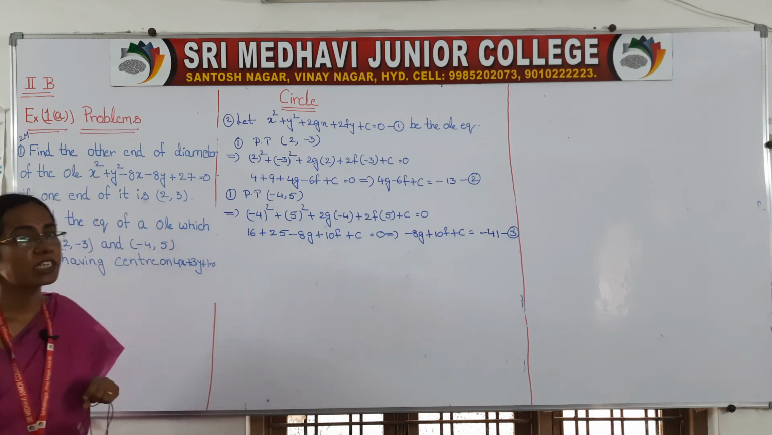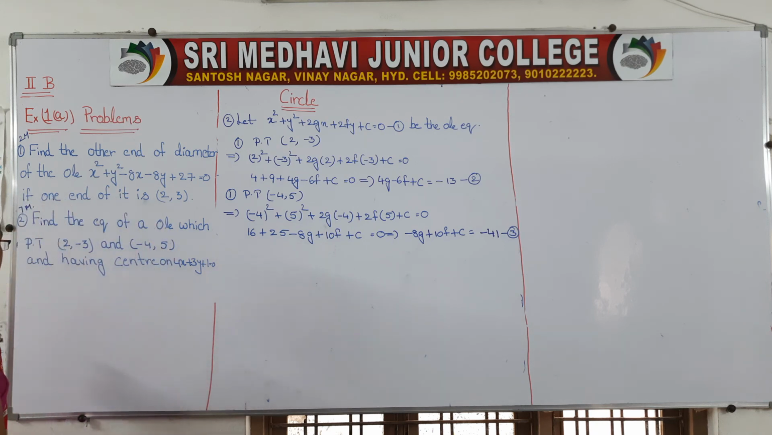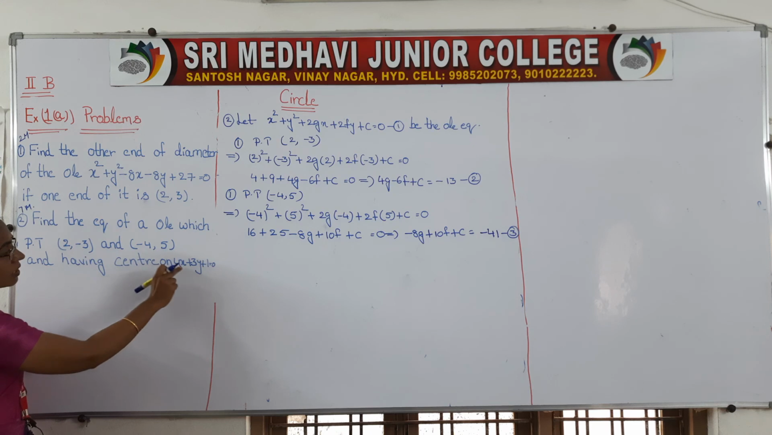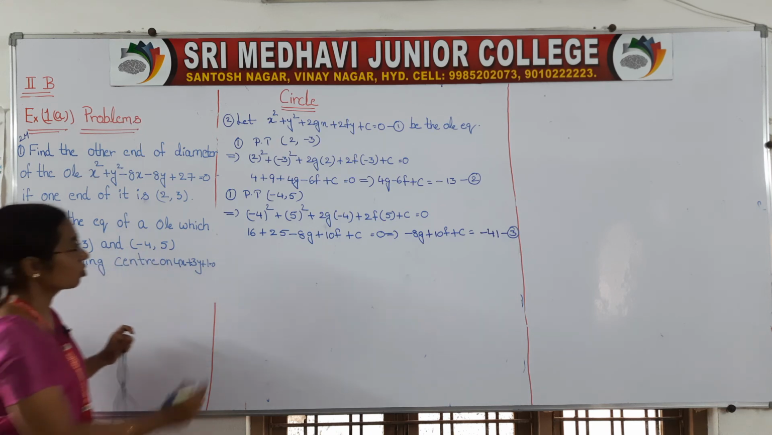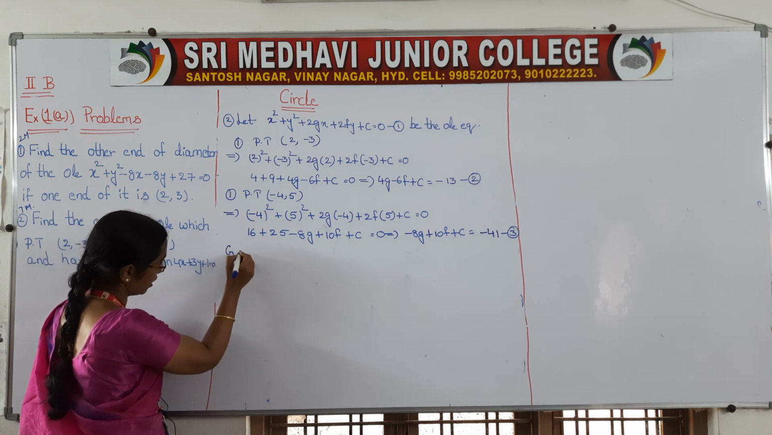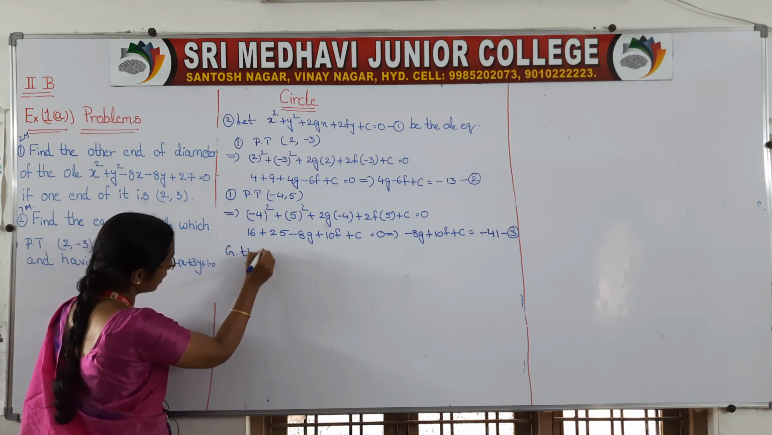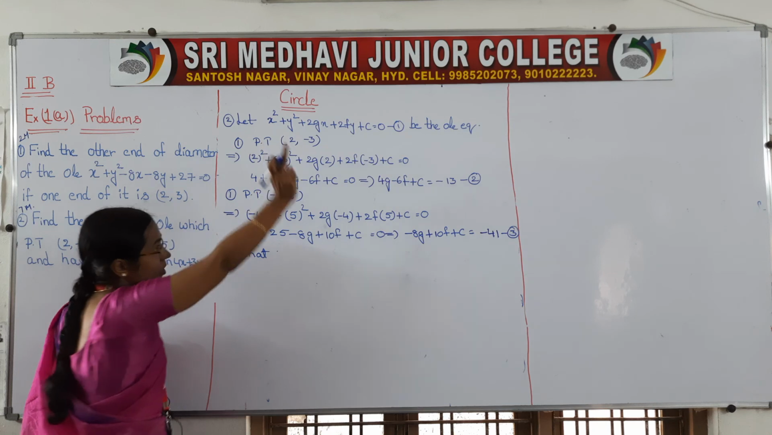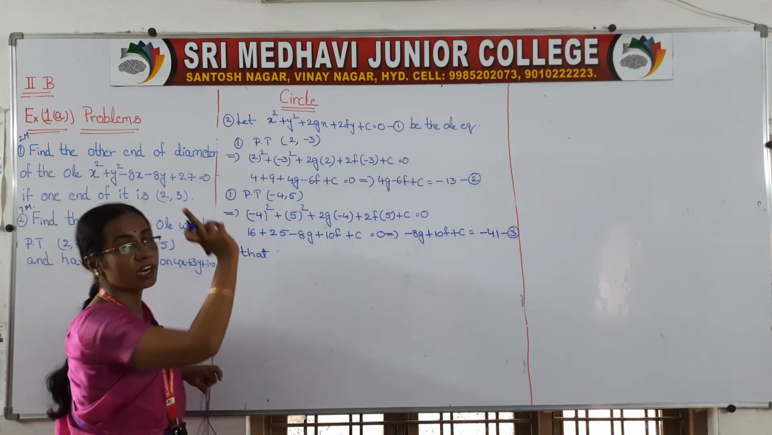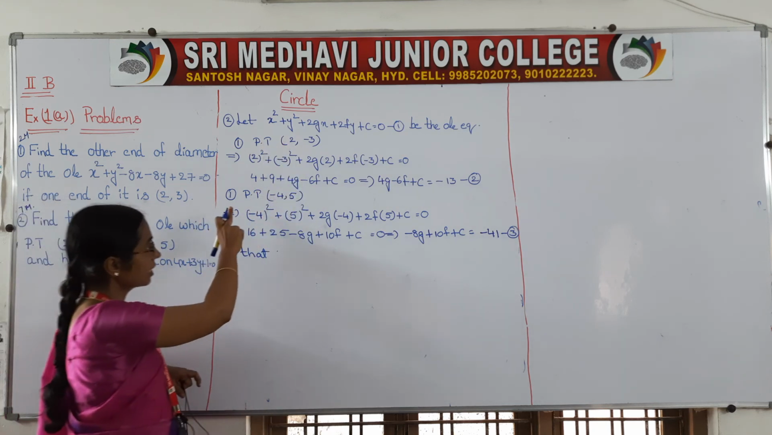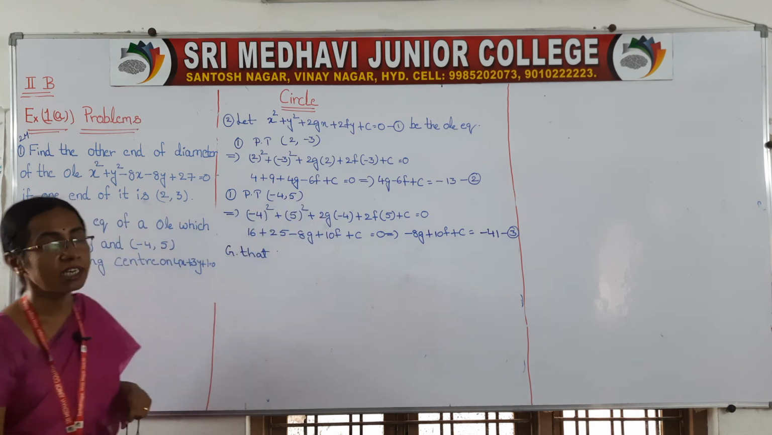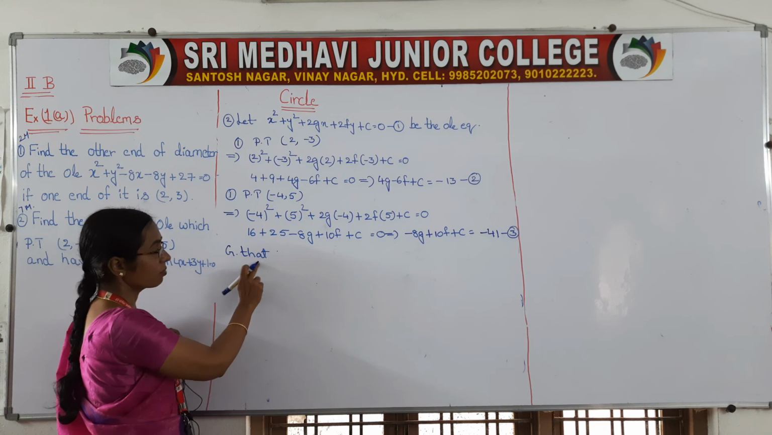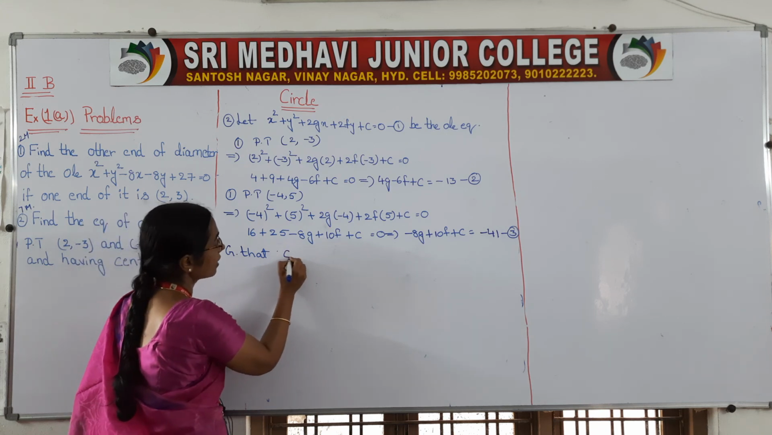One more information is given to us. What is that? Center lies on this line. See, and having center on this line. So, come on. Third information. First information is it passes through 2, minus 3. With that, we got one equation. Next, second information passing through minus 4, 5. With that, we got one equation. Now, third information, given that center.